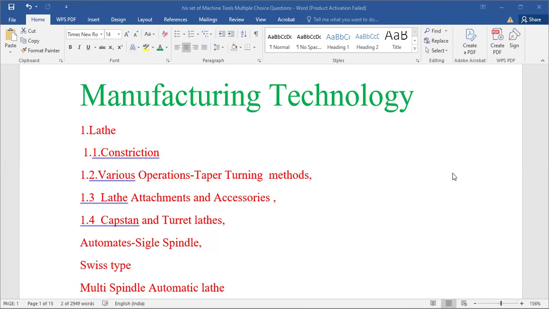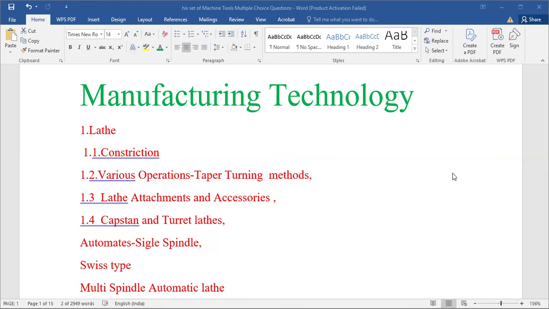Then after taper turning, you go for thread cutting. In thread cutting, you have right hand thread cutting and left hand thread cutting. You want to find out the pitch p. Then at the edge you have chamfering, then knurling. What is the purpose of chamfering? To avoid the chances of accident, to make the sharp edge at a 45-degree angle. That is about the lathe operations.